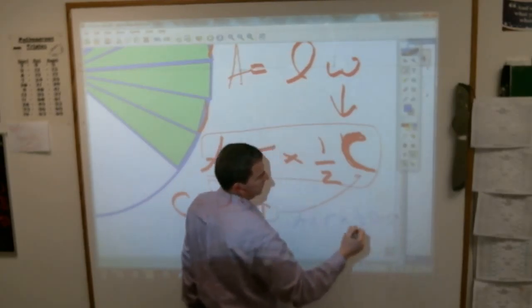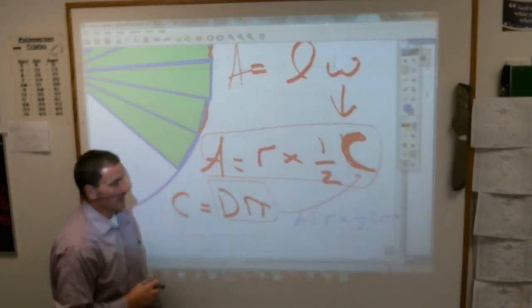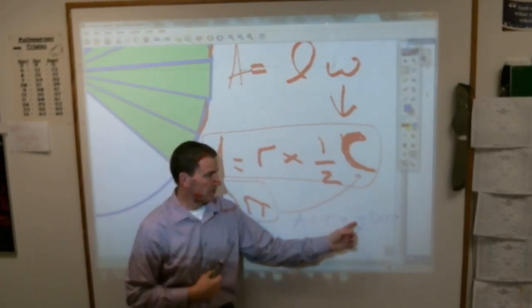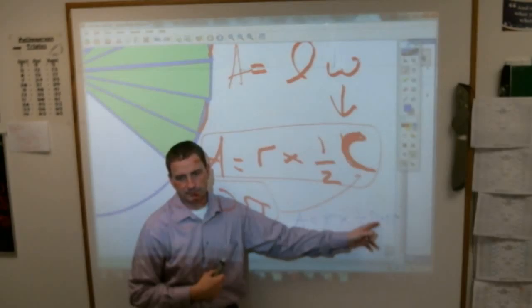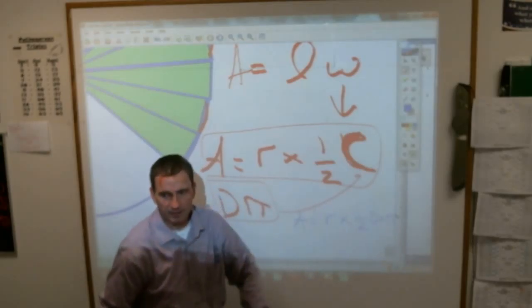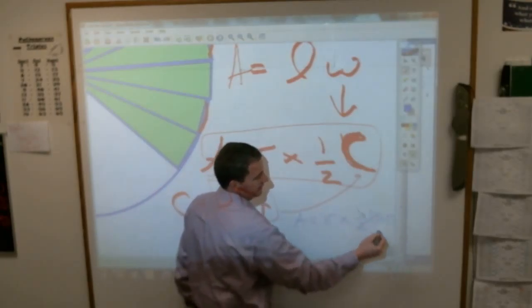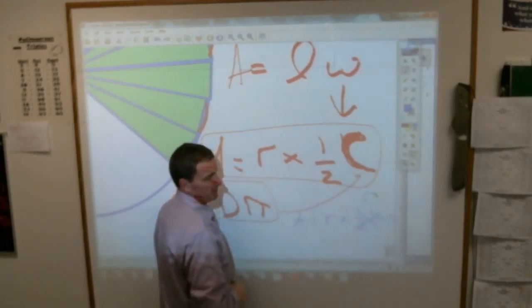Area equals the radius times 1/2 of diameter times pi. No, not yet. Now let me ask you a question. What is half of a diameter? Half of the diameter is the same thing as radius.